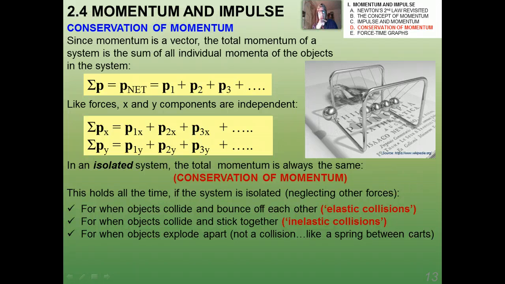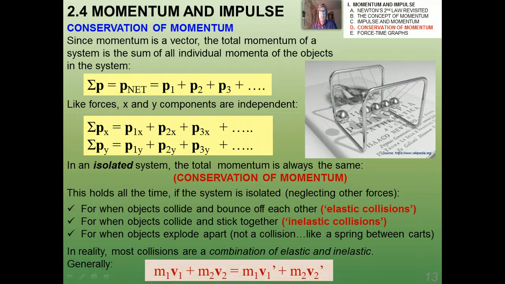So when objects collide and bounce off each other, these are called elastic collisions. When objects collide and stick together, these are called inelastic collisions. And when objects explode apart, not a collision, but it's like a spring between carts, in this case you have something breaking up into different masses, and we'll talk about that in just a little bit. In reality, most collisions are a combination of elastic and inelastic.